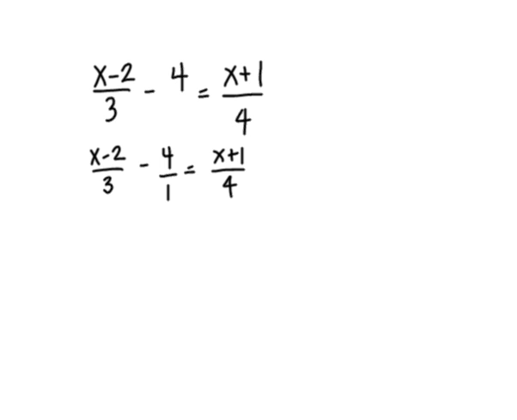If any of your numerators have more than one term, you need to put parentheses around the group. In other words, I have an x minus 2, I need to put parentheses around that. I have an x plus 1, I need to put parentheses around that. My denominators are 3 and 1 and 4, so that means my common denominator for this problem is a 12.